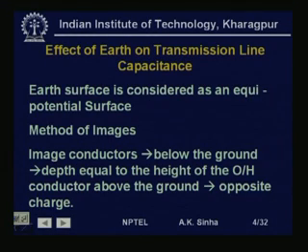Well, we will first start with the effect of earth on transmission line capacitance. Now, as I said earlier, we consider the earth surface as an equipotential surface. The earth surface may not be a plane, it may be undulating, it may not be horizontal, it may be inclined, but for our purpose of calculation, we will always consider the earth to be a horizontal plane surface.